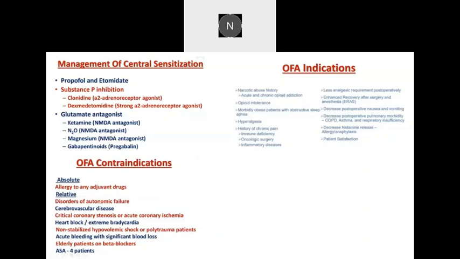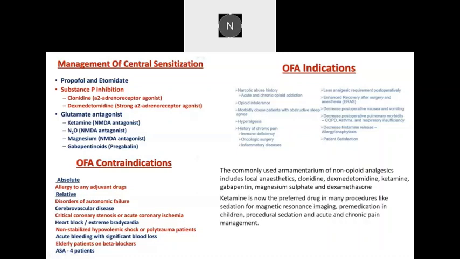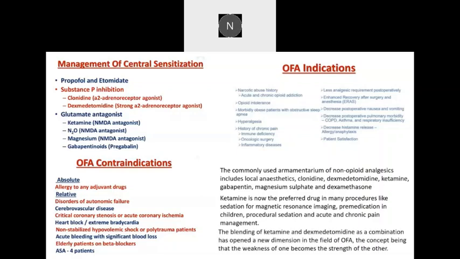Or if there is a disorder of the autonomic system, the autonomic neuropathy patients, it is better to avoid. Relative contraindications: coronary stenosis or acute coronary syndrome patients, heart block or extreme bradycardia, acute bleeding, elderly patients, ASA 4 patients, and in all these patients you try to avoid this. And the commonly used drugs are local anesthetic, clonidine, dexmedetomidine, ketamine, gabapentin, magnesium, dexamethasone. And ketamine is the preferred drug because of various reasons, especially for MRI and as a pre-medication in children or procedural sedation, and also in acute and chronic pain management. And mixing of ketamine and dexmedetomidine has now become a very common favorite for OFA.